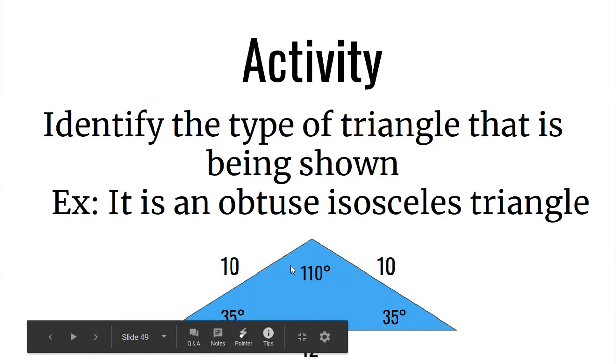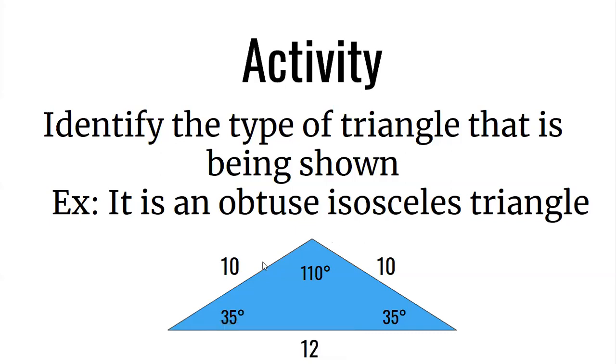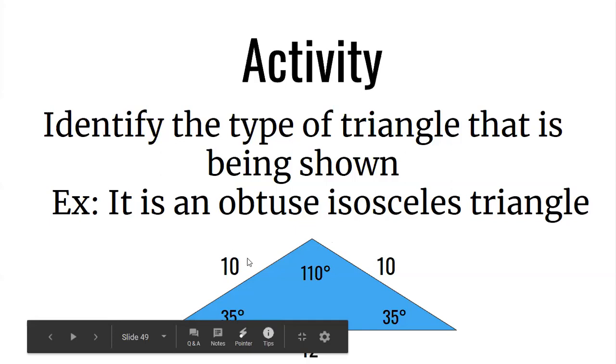So here we have obtuse. The triangle is obtuse because one of the angles is over 90 degrees. So this one right here, 110 degrees. And it is an isosceles triangle because it has two congruent sides, so 10, 10.